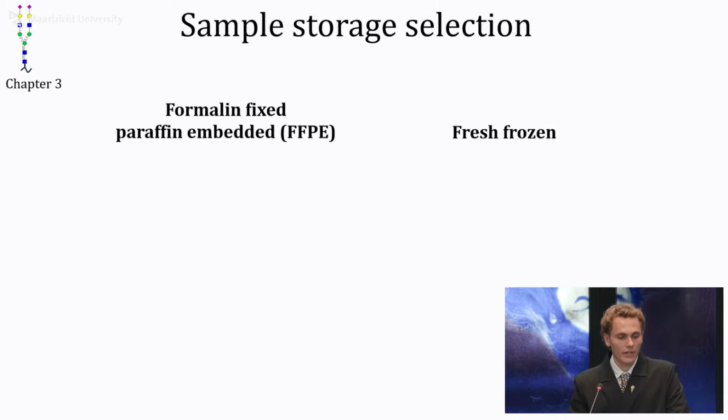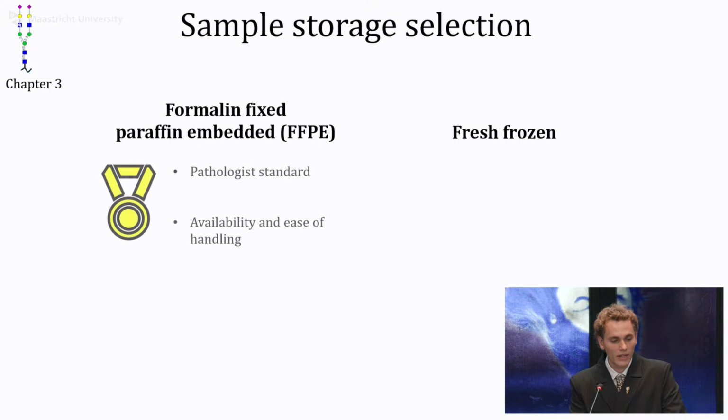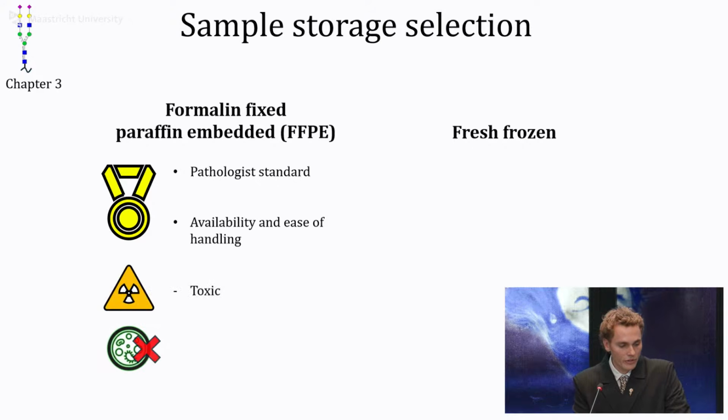The next part of this chapter relates to sample storage. The samples that we analyze with MSI can either be formalin-fixed, paraffin-embedded, or FFPE samples, or they can be fresh frozen. If we look at FFPE first, this is the pathologist standard around the world, and that also means that they're highly available and easy to handle. Unfortunately, the chemicals used are very toxic, and they disrupt the native environment, the biology within the tissues, which is not good when we want to look at it in a molecular fashion.